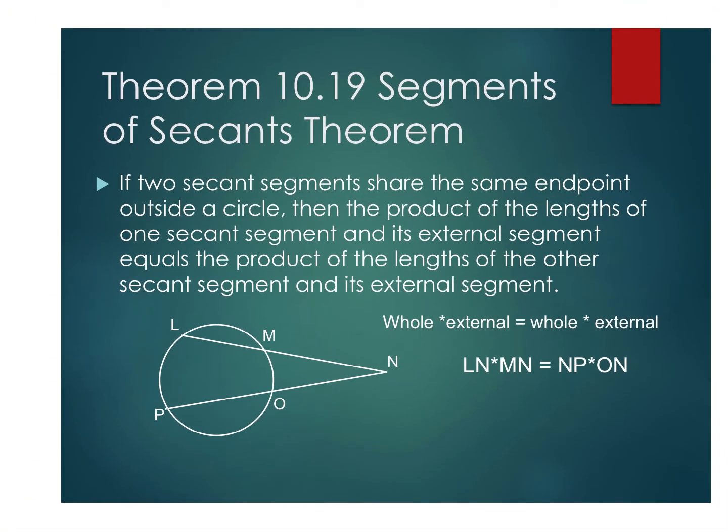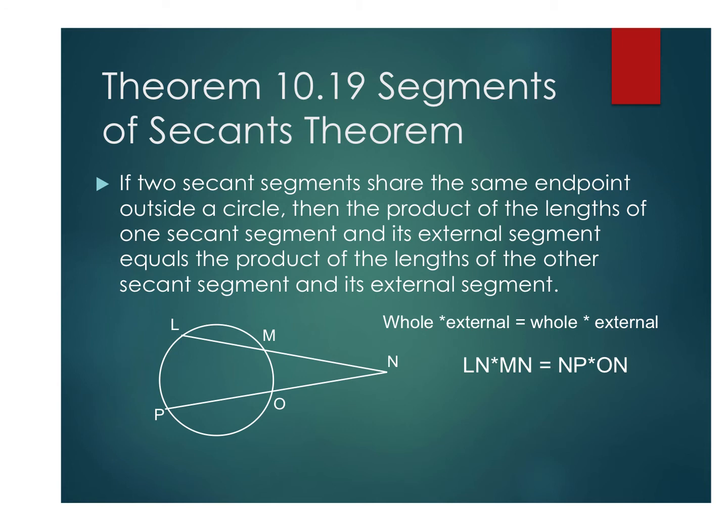So the next one is Theorem 10.19, and this one is called Segments of Secants theorem. So notice both of the lines in the figure, LN and PN, these are both secant lines or secant segments. So if two secant segments share the same endpoint, and that endpoint is N, outside a circle, then the product of the lengths of one secant segment and its external segment equals the product of the lengths of the other secant segment and its external segment. So it's whole times external, whole times external.